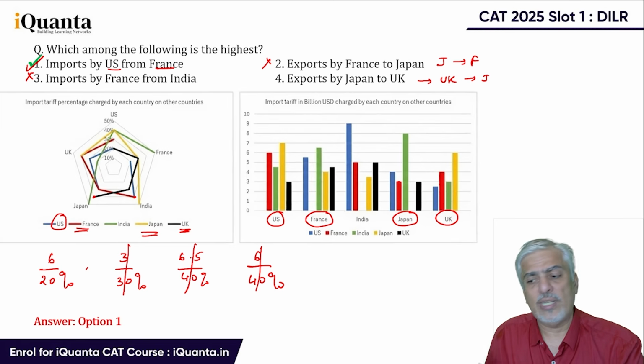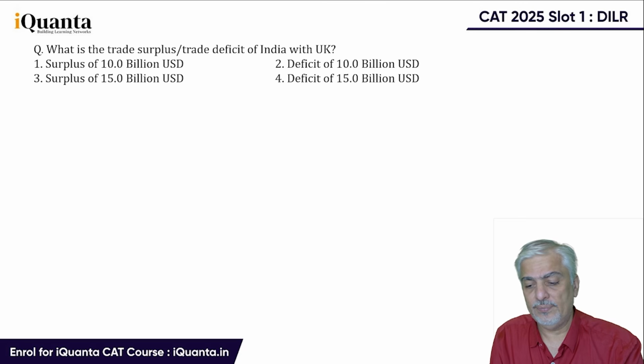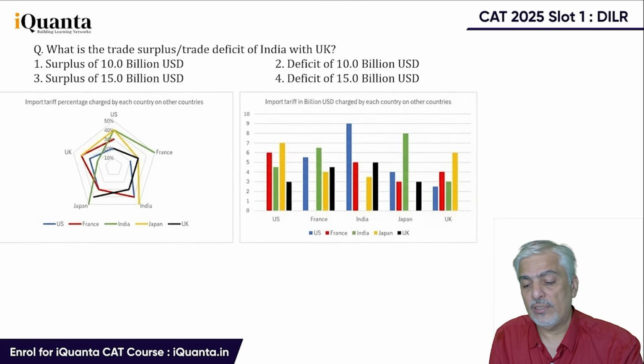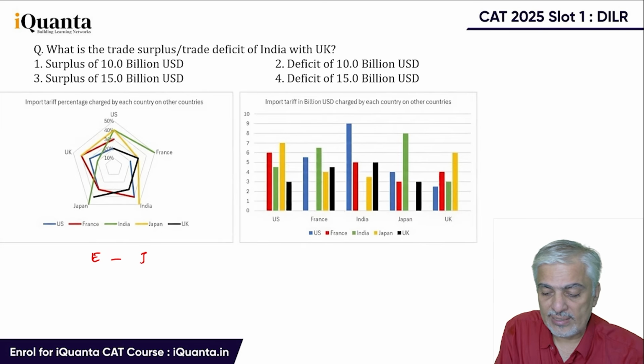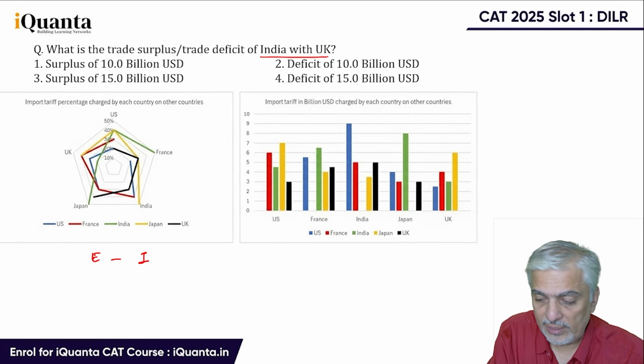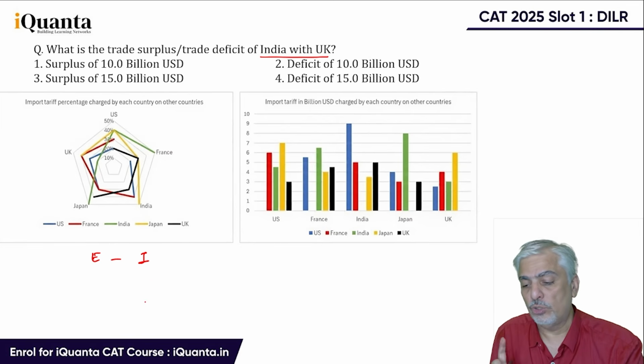You had to do 4 calculations. You had to go through them very carefully, but calculations were easy. Next one, trade surplus or trade deficit of India with UK. Now be very careful over here. If I do India with UK, I will get import. So I want to do export minus import. So if you're going with this order, India with UK, you will first get imports, no problem.